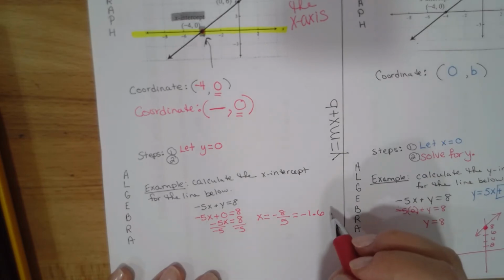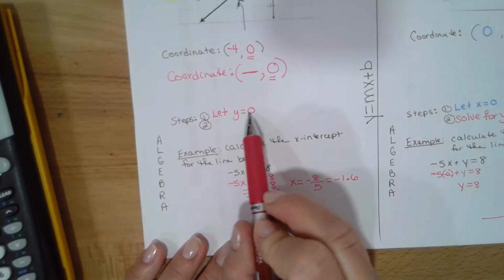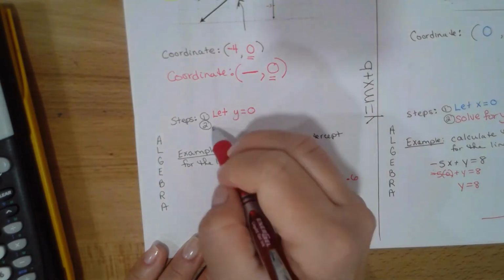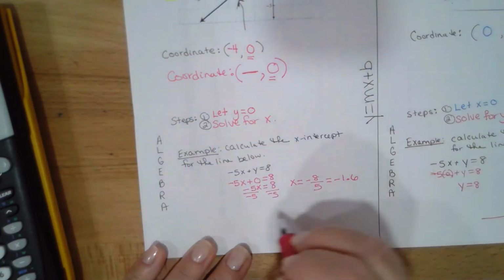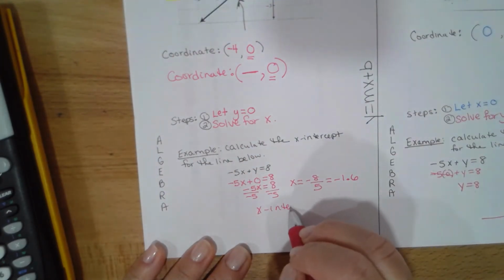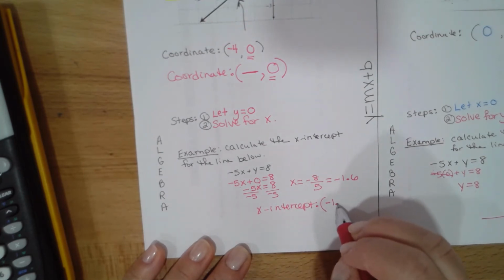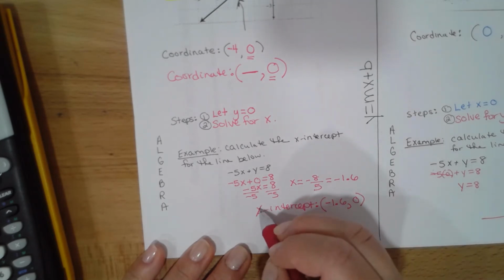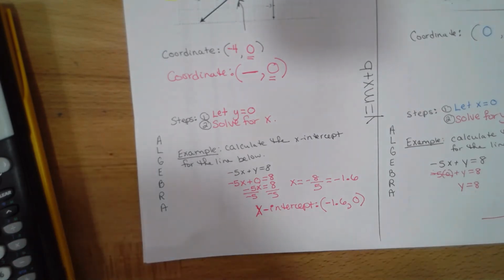Okay, so let's just review what we just did. So I let y equal 0, plugged it in, and what did I solve for? X. So my x-intercept, always write these as ordered pairs, is negative 1.6, 0. You can leave it as a fraction if you want, but if I asked you to plot it on a graph, it would make more sense to put it in decimal form.